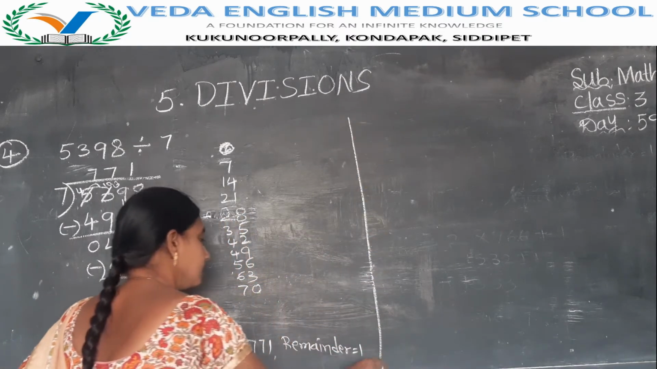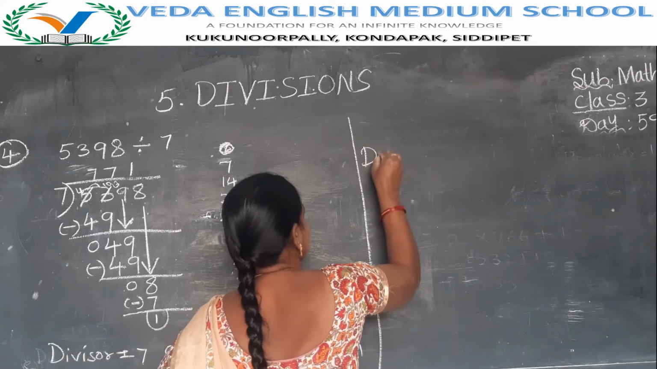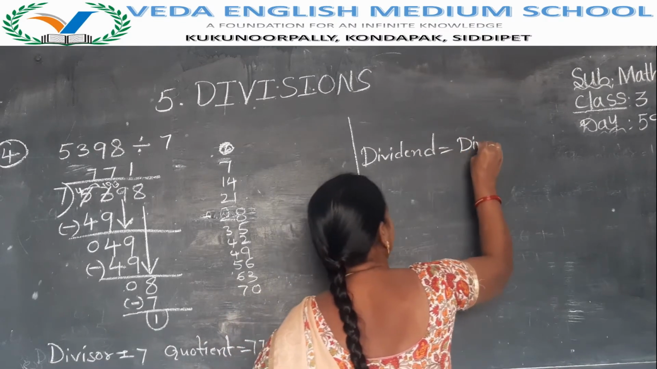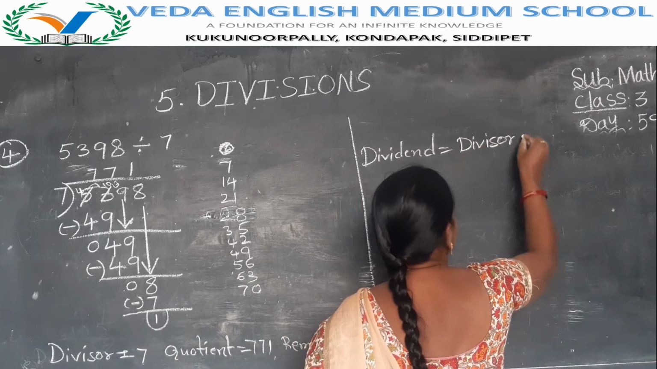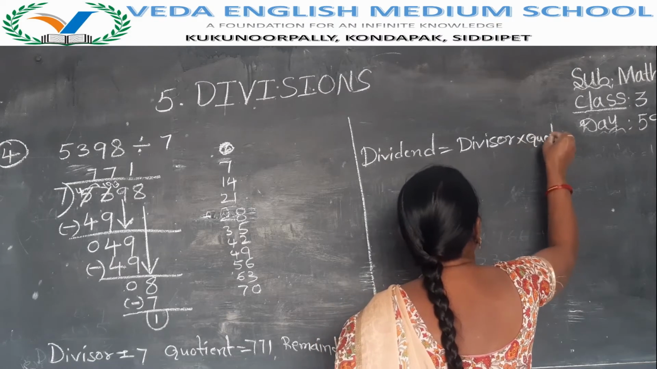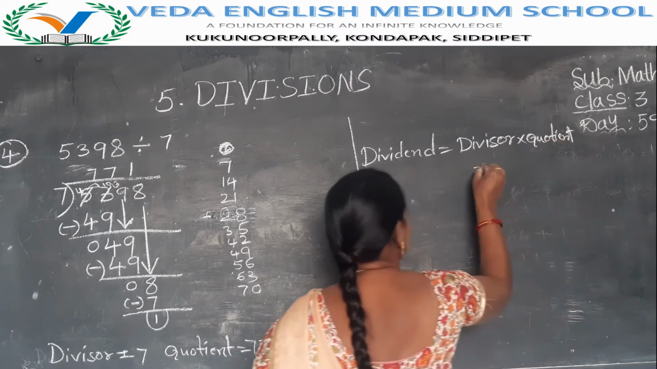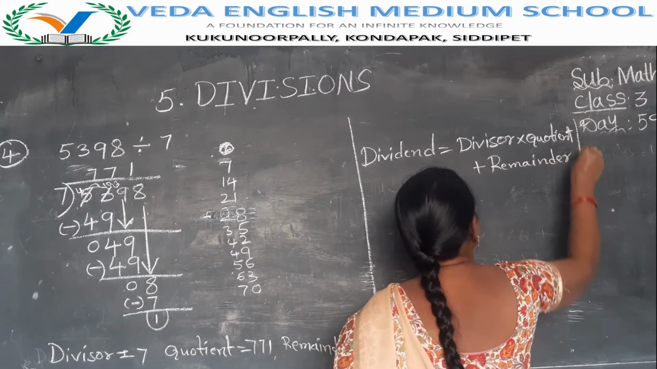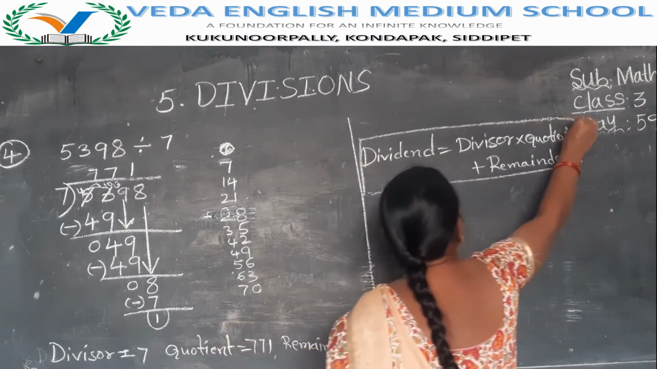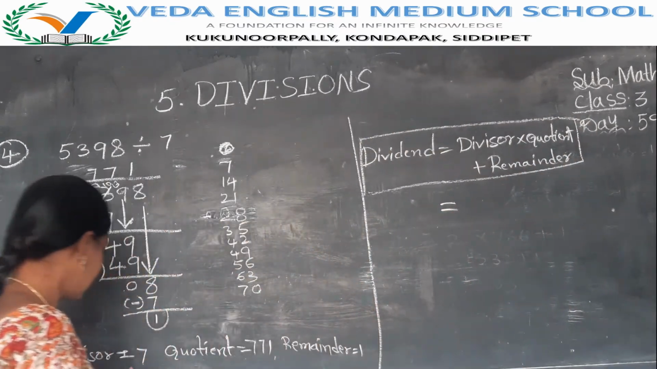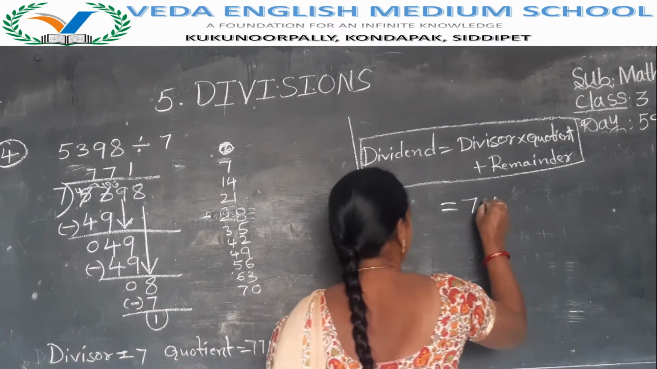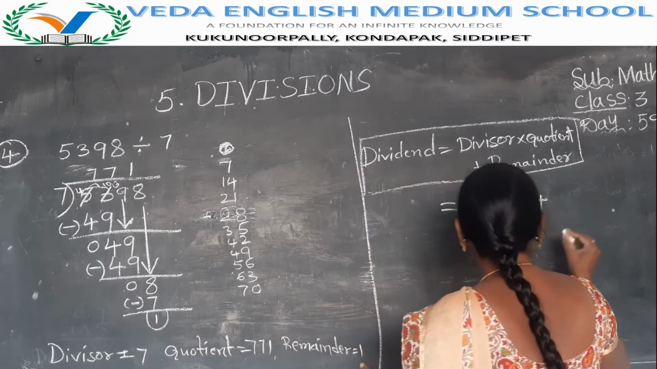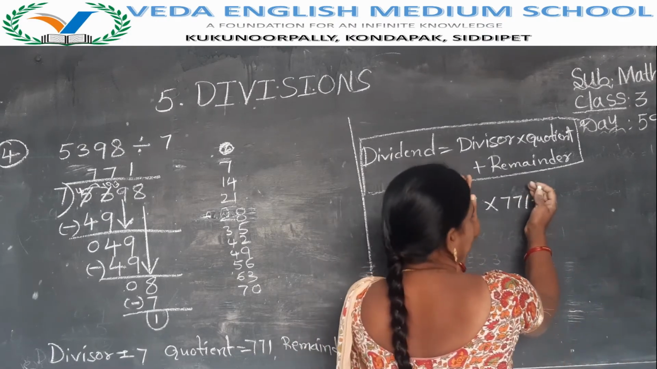Now write the principle. Dividend equals divisor into quotient plus remainder. This is the principle. What is the divisor? 7, into how much the quotient? 771, plus how much the remainder? 1. So first of all multiply these two numbers, after this add.